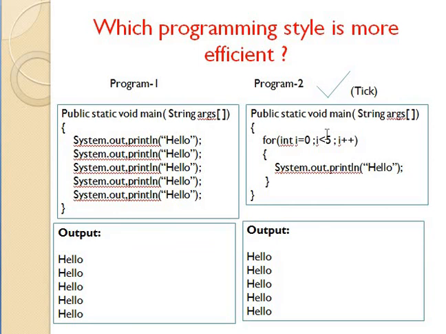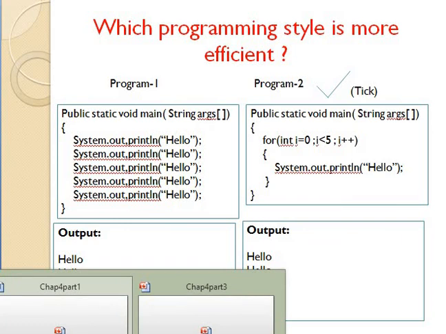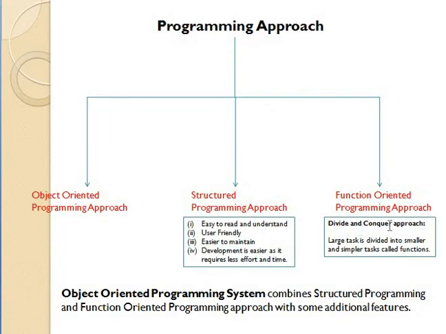Then I also discussed the function-oriented programming approach, which focuses on the divide and conquer approach. We have seen that using the divide and conquer approach, the main focus was on dividing a large and complex problem into smaller and simpler tasks called functions or modules. And these small tasks were solved individually and integrated together to get the completed solution.